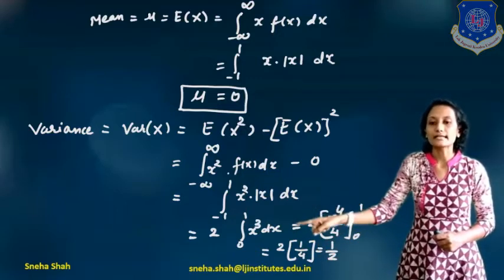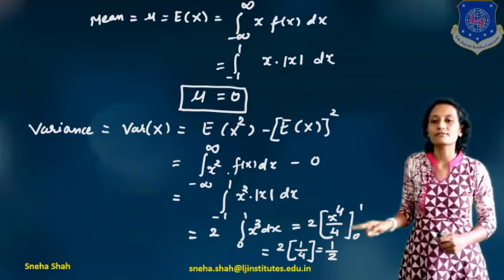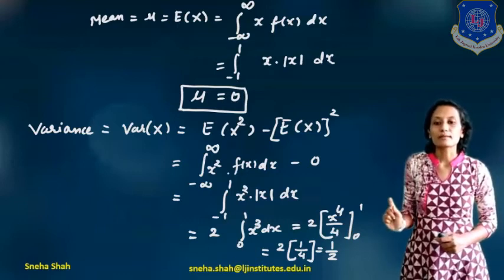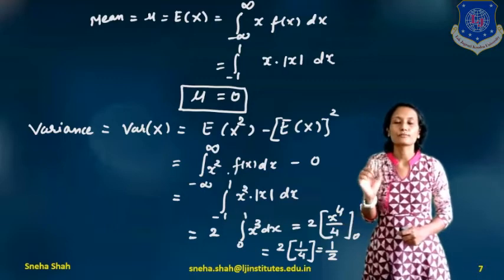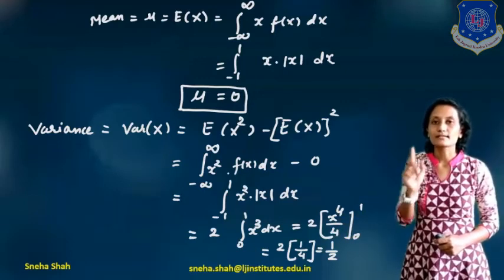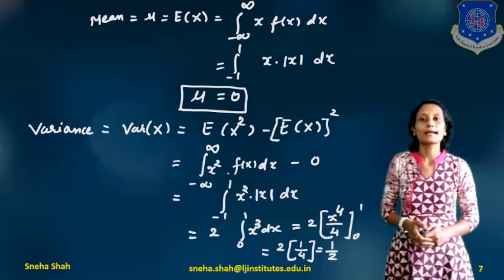Now if I am integrating this term, x cube's integration is x raised to 4 divided by 4 and the range will be 0 to 1. Now if I am putting this range over here, 1 raised to 4 minus 0 raised to 4 means 1 minus 0, divided by 4, and 1 minus 0 means 1. So 1 by 4 into 2. So the final answer will be 1 by 2.